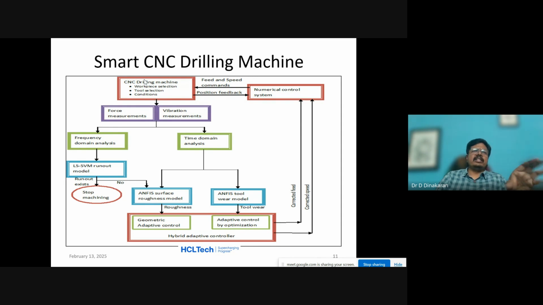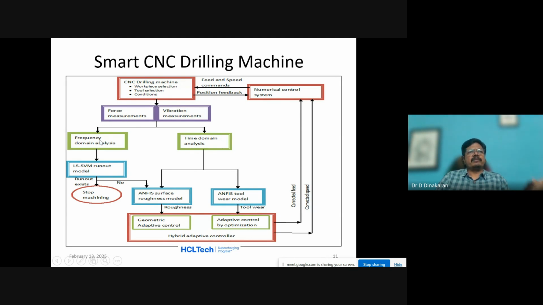Runout, in the initial stage itself we have to find out, and we need to avoid that runout so that we can save the component. Okay. So in this, what are the models I'm taking? First, to model the problem in the machine tool, I'm taking two different parameters. One is the force, another one is the vibration.